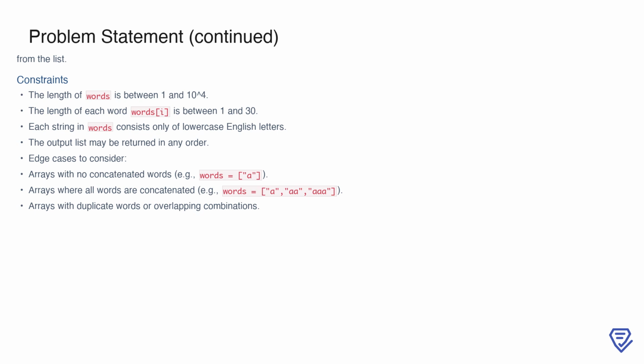As we wrap up the problem statement, it's important to note the constraints. The array can have up to 10,000 words, each word can be up to 30 characters long, and all words consist of lowercase English letters. Edge cases to consider include arrays with no concatenated words, arrays where all words are concatenated, or arrays containing duplicates or overlapping combinations. These details will guide us as we work towards solving the problem efficiently.